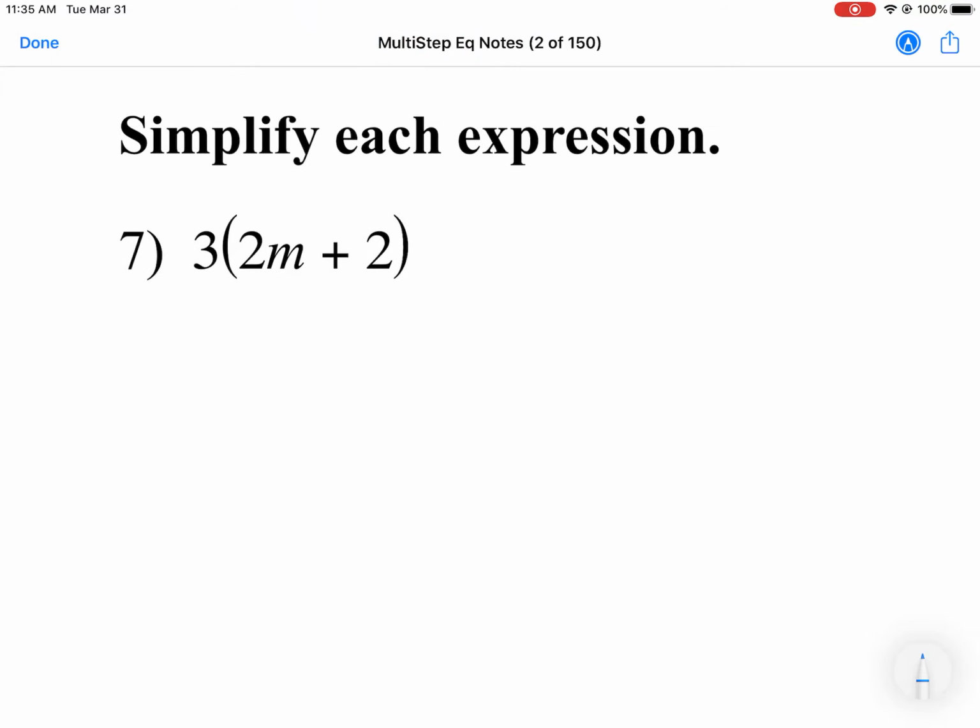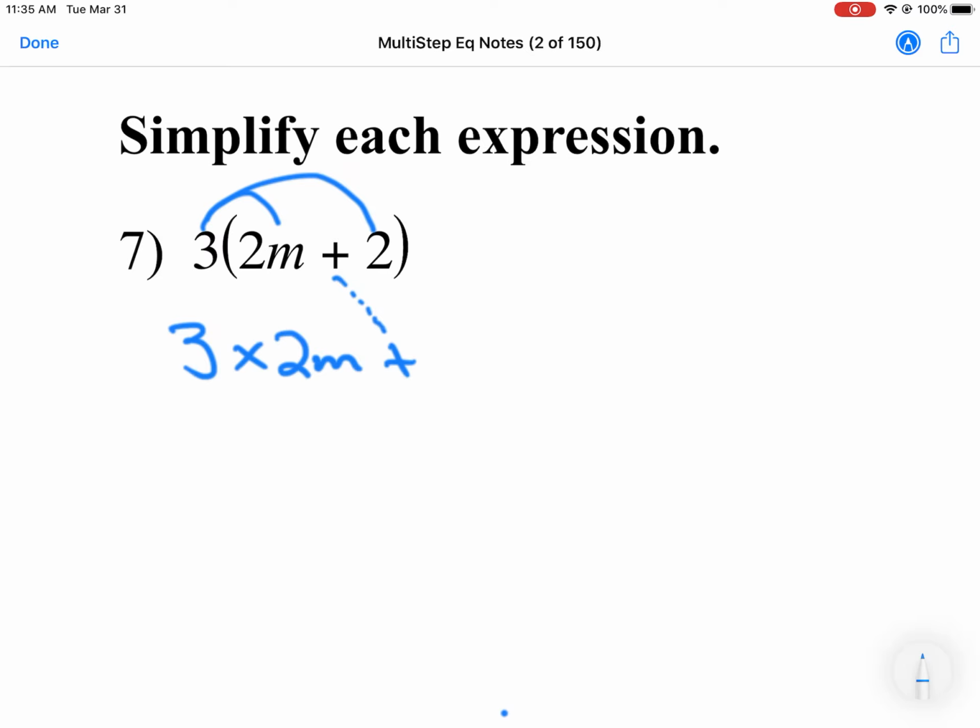Now, let's review the distributive property. Remember, when we distribute, we multiply the term on the outside by both terms. Always make these little lines here. It will help you tremendously. Please, please, please. So remember, when we distribute, we are multiplying.